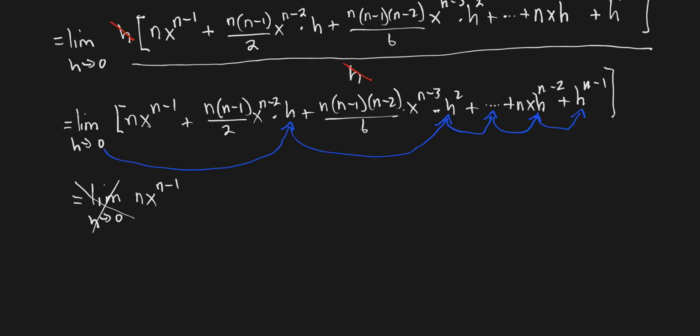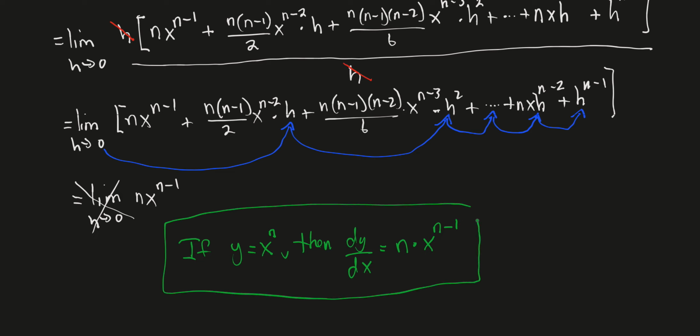So here's our summary, right? If we have one of our power functions, where we have our variable raised to some constant power, then when I do that limit, no matter what the power is, whether it's 2 or 2 million, it will end up being this. That power comes down, so you have n times your variable x, raised to n minus 1. And this is the famous power rule, right?